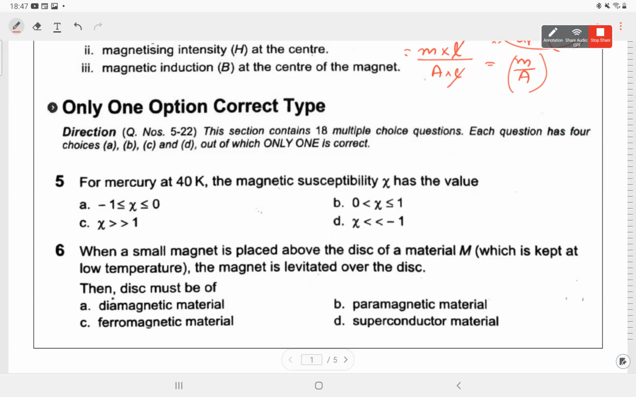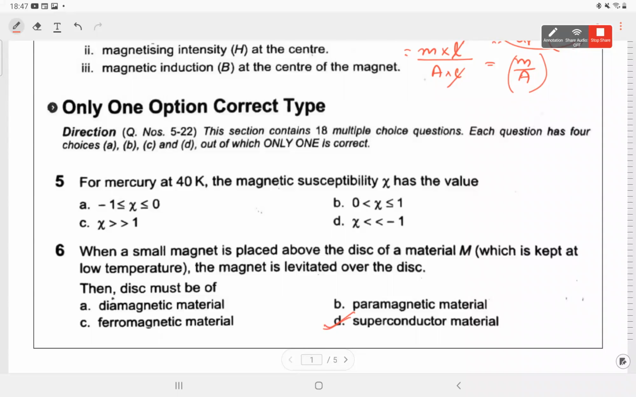When a small magnet is placed above the disk of a material kept at low temperature, the magnet levitates over the disk. The disk must be... Question number 6, what will the answer be? So diamagnetic. Yes, superconductor. We read about the Meissner effect. I thought that if the field lines go away from the conductor, then the magnet will be projected. It will be slightly repelled, but it is a superconductor. It will be completely levitated.